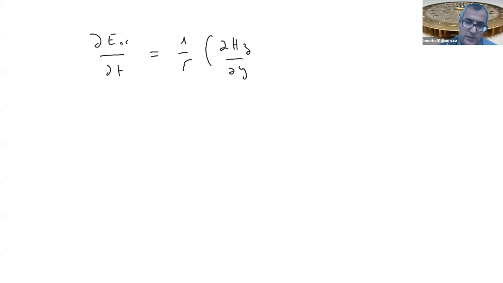And at the same time, I need to see here. So we have delta EX over delta T equal 1 over epsilon, delta HZ over delta Y minus delta HY over delta Z, minus delta sigma EX.